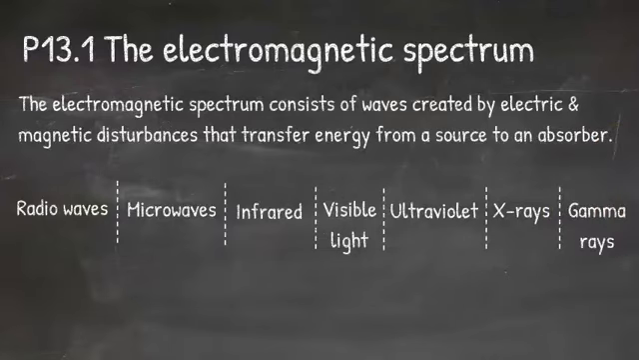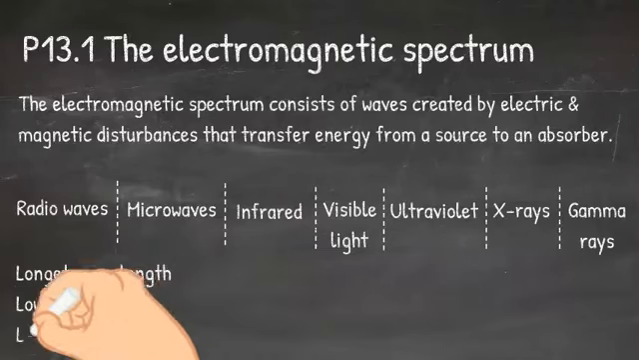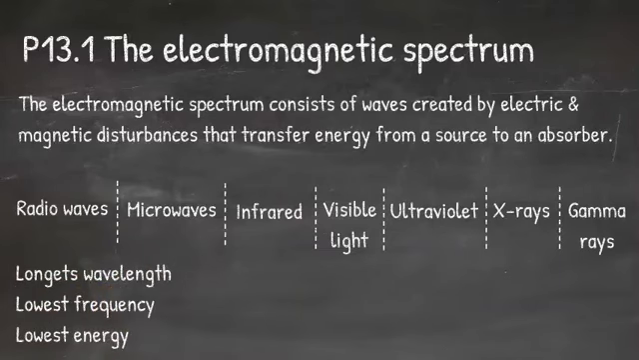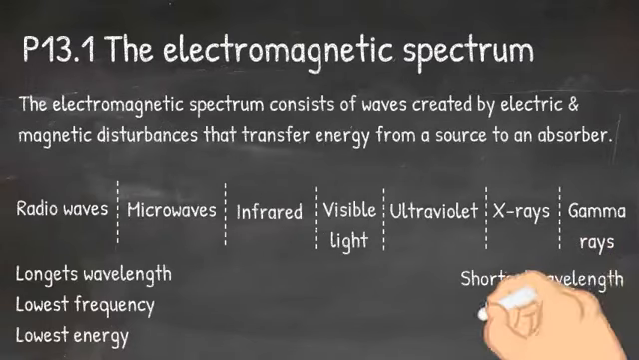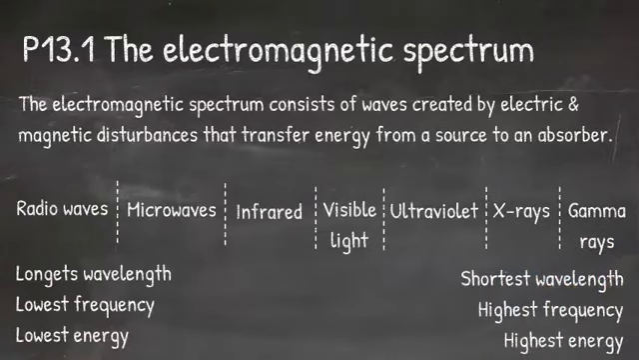It is important to know that at the radio waves end you have the longest wavelength, the lowest frequency and the lowest energy, whereas towards the gamma ray end you have the shortest wavelength, the highest frequency and the highest energy.